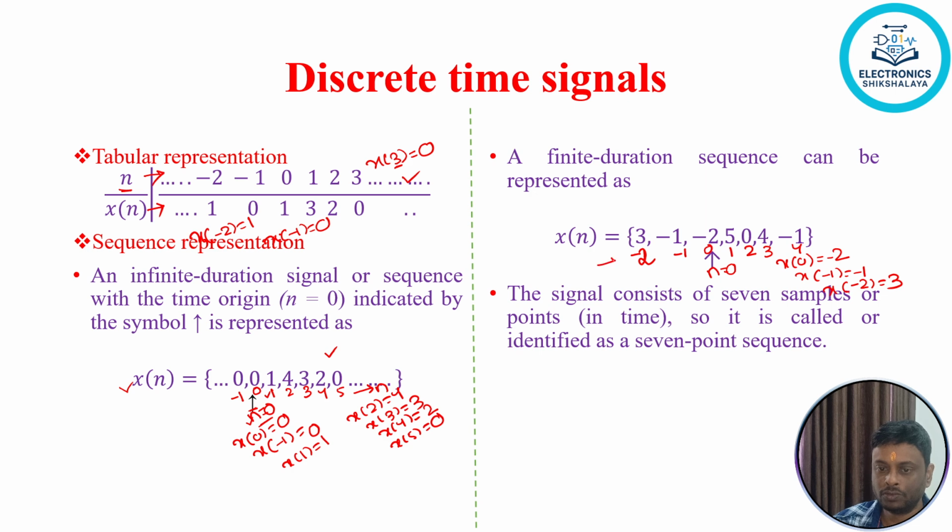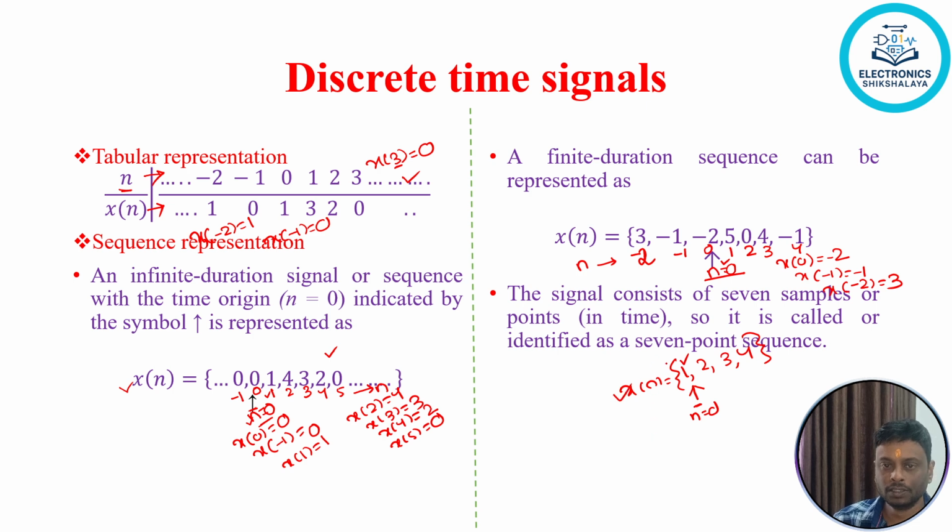These are the values of n. If there is an arrow mark, the signal value at the arrow is at n equal to 0. If there is no arrow mark, suppose x of n equal to 1, 2, 3, 4, this is a finite duration signal given. If no arrow mark is given, the origin is actually the first point. So the signal starts at n equal to 0.